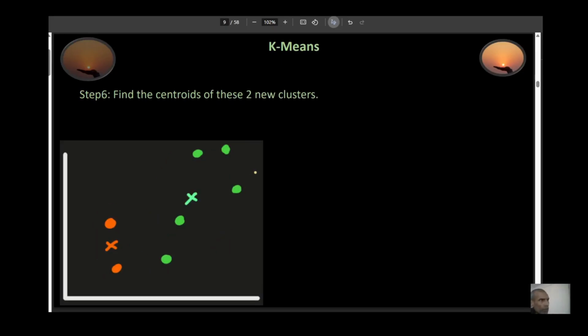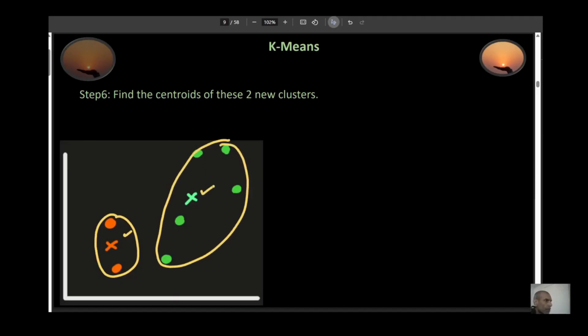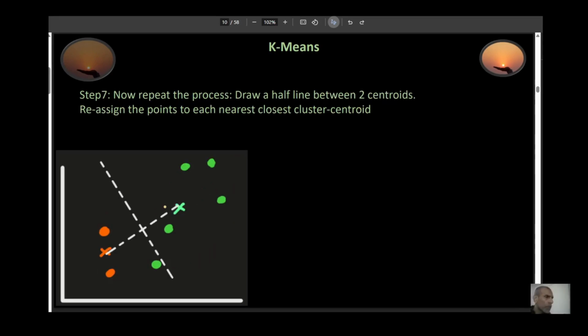And now you find the centroid of these two new clusters. Let's say the centroid for this cluster is this, and the centroid for this cluster is this. And now you repeat the process. You draw a half line between the two centroids. So this is my first centroid, second centroid. Connect these two centroids with a line and draw a half line between them. This line right here would divide this line in half, and this would be at 90 degrees.